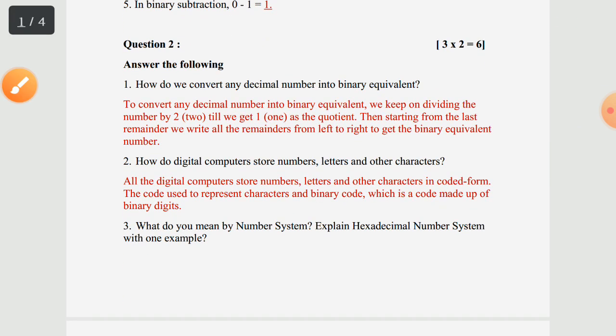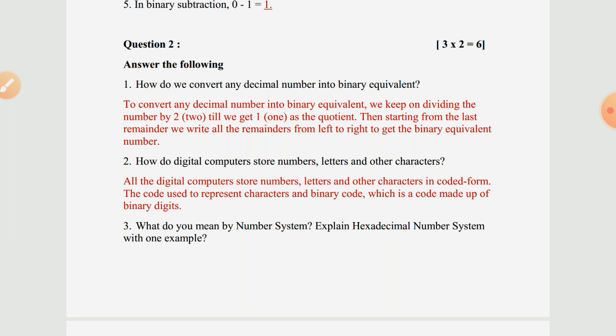See question number 2. How do we convert any decimal number into binary equivalent? Let me read out the answer for you. To convert any decimal number into binary equivalent, we keep on dividing the number by 2 till we get 1 as the quotient. Then, starting from the last remainder, we write all the remainders from left to right to get the binary equivalent number. This is the answer for the first part.